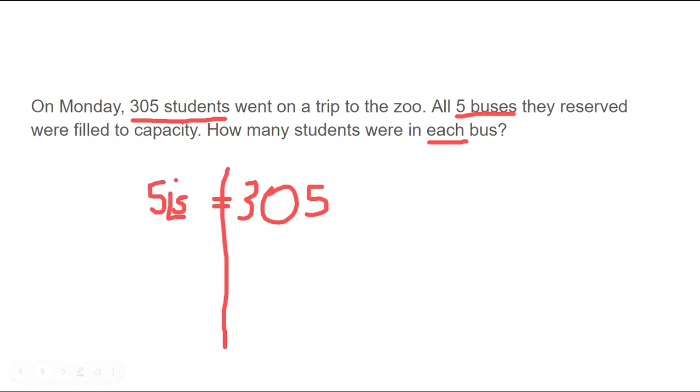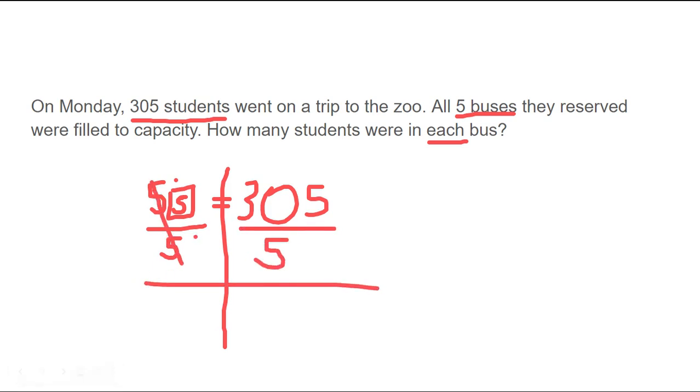Draw my river, box up my variable. I'm left with times 5. So I'm going to do the opposite. Divide both sides by 5. Cancel the 5 on this side out so that the variable is left by itself. And then over here, 305 divided by 5. And that is going to give me 61. So my final answer is 61.